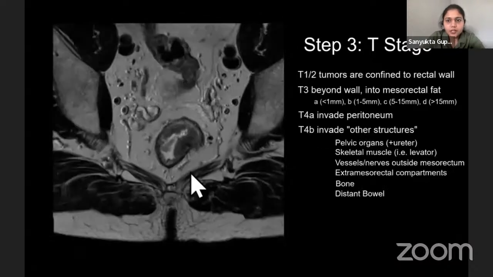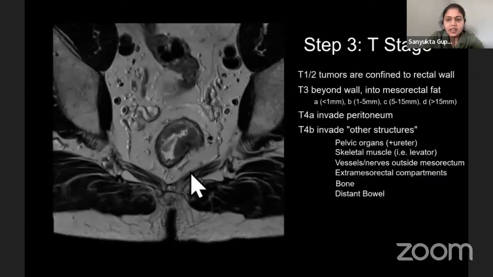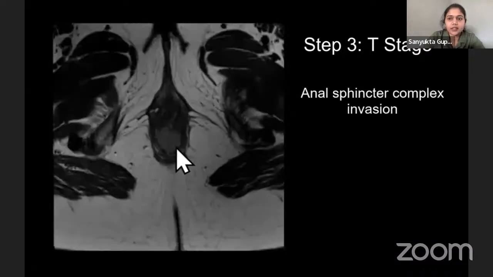T4a invades the peritoneum. T4b is invading other structures which may involve pelvic organs like ureter, skeletal muscles like levator, vessels, nerves outside the mesorectum, extra mesorectal compartments, bone, distal bowel. So all this can be easily identified on MRI scans. Then we have talked about MRF is involved if the tumor is less than 1 mm from MRF. Then the anal sphincter complex invasion has to be talked about, whether it's involving the internal sphincter, intersphincteric plane, or the external sphincter.